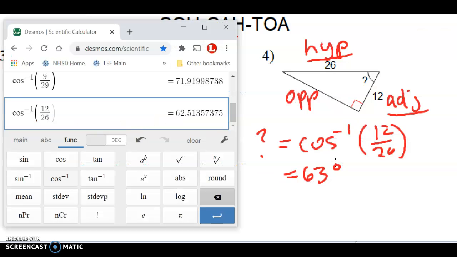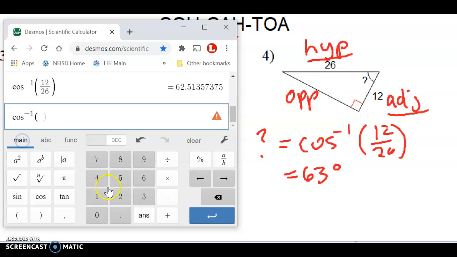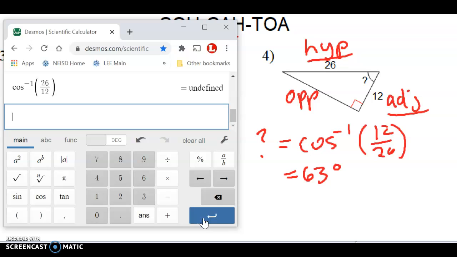But here's something that does happen from time to time. Someone will say, well, what if I make a mistake on my cosine? So let's look at what would happen if I did that. If I put the inverse cosine, and what if I put the wrong number on top? It says 26 divided by 12. If I enter that, it says it's undefined, because if you think about it, a cosine is always divided by the hypotenuse. The hypotenuse has got to be longer than the adjacent or the leg.